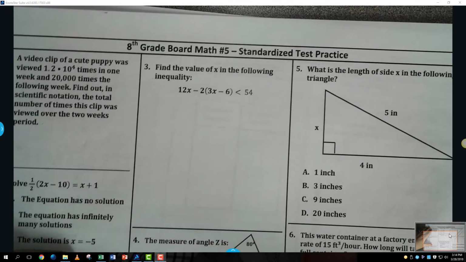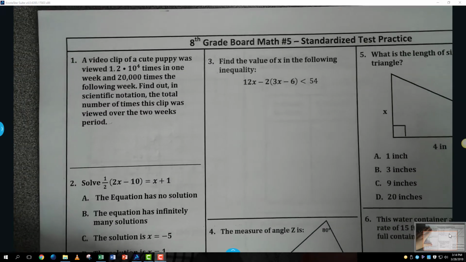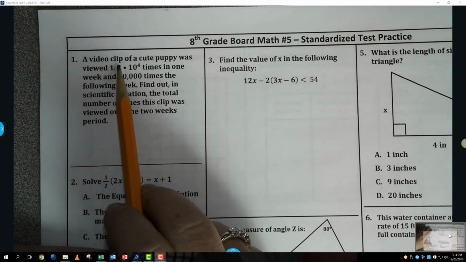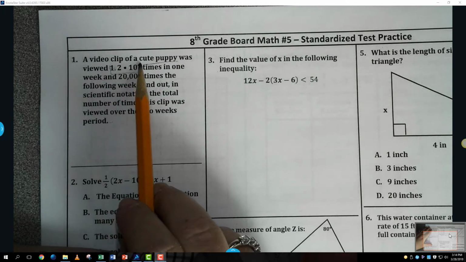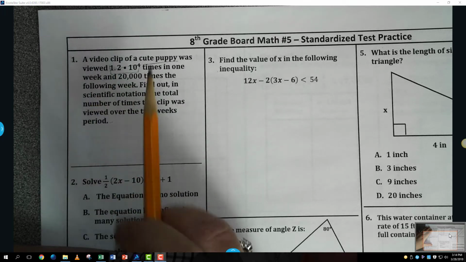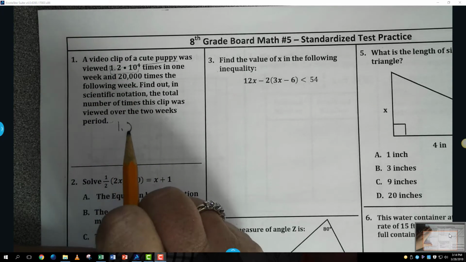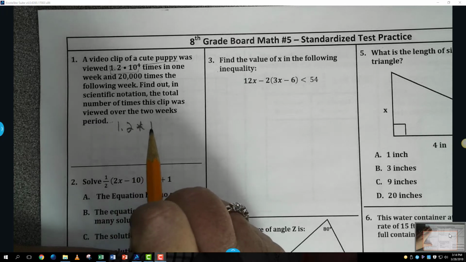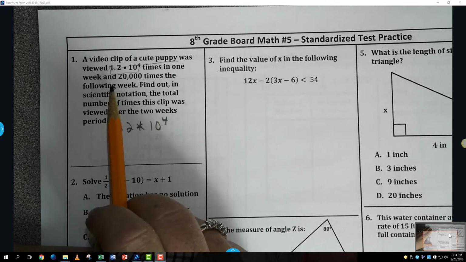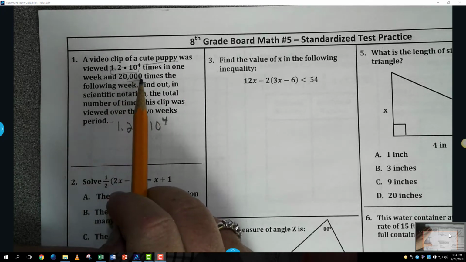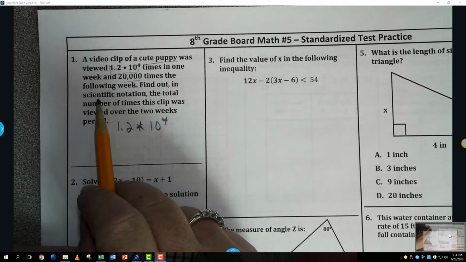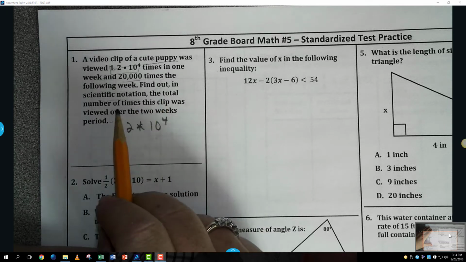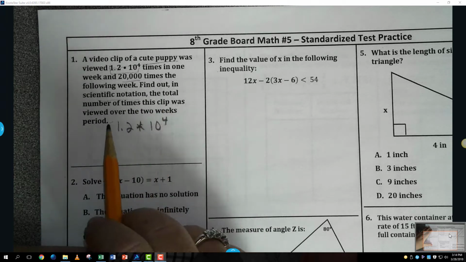Okay, this is Math Board 5. A video clip of a cute puppy was viewed 1.2 times 10 to the 4th times in 1 week, and 20,000 times in the following week. Find out in scientific notation the total number of times the clip was viewed over the 2-week period.